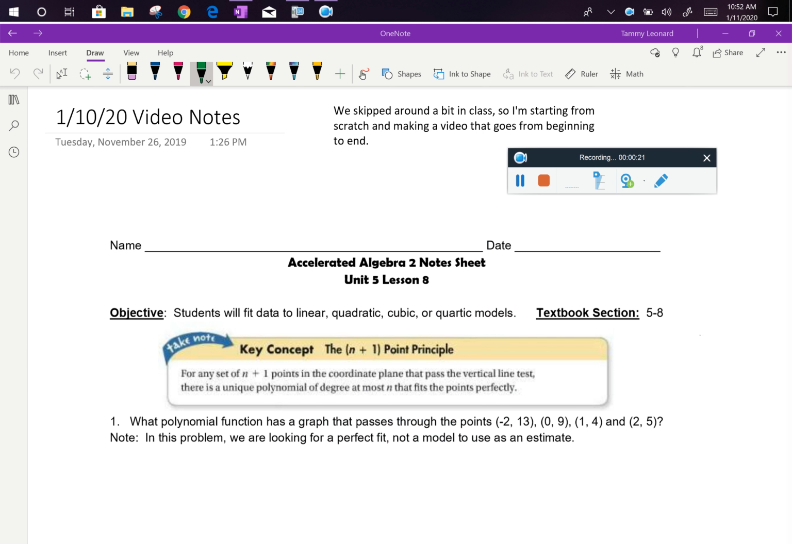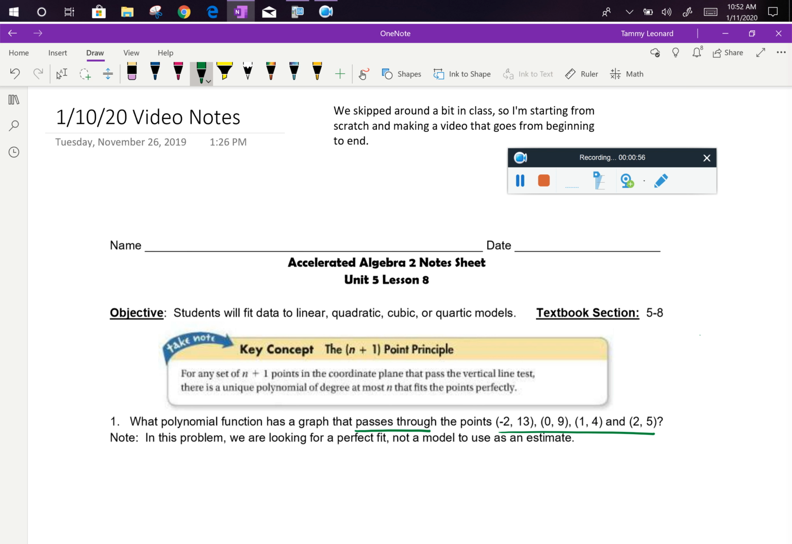So here we go. In problem 1, it says, what polynomial function has a graph that passes through the points (-2, 13), (0, 9), (1, 4), and (2, 5)? When it says passes through, and we don't have very many points, we know that we're looking for a curve with an exact fit to these specific points, not some sort of rough estimate or a curve of best fit. So that's when we're doing the same thing that we actually did back in Unit 4.